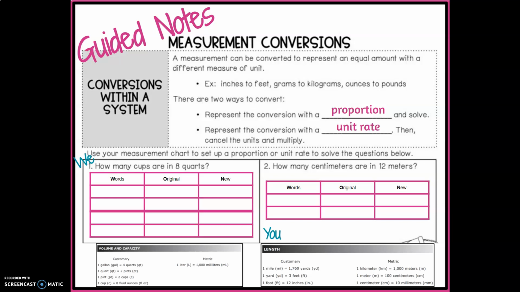We're going to use our measurement chart, and I've added it on the bottom, and I know it can be a little hard to see. You guys should know how to zoom in to your Google Slides at this point. I'm also going to stick the STAR reference chart in with this lesson, so you can also look at it that way. These were taken directly from the STAR reference chart. So we're going to use that to set up a proportion or unit rate. Again, we're going to do a proportion to solve the questions below.